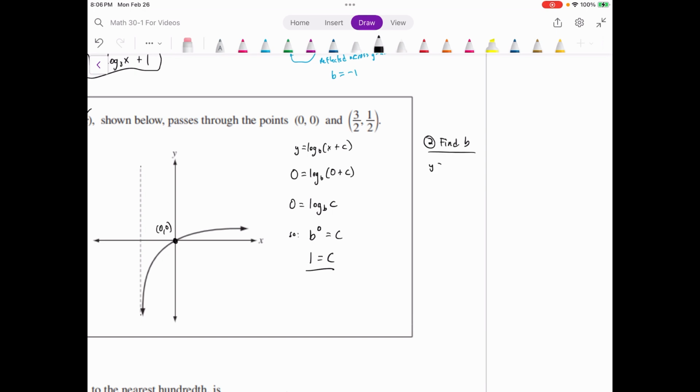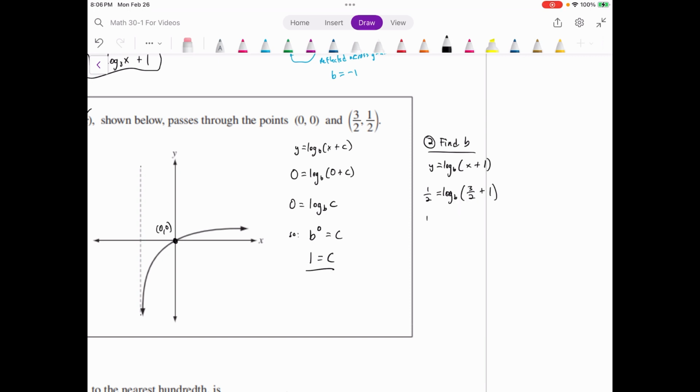So y equals log base b of x plus c, but now we know that c is 1. And again, any point on the graph of an equation is just a point that works, that satisfies this equation for x and y. So that means when y is 1/2, that can only happen if x was 3/2 for this equation. And that lets us figure out what b would have had to be, right? If 1/2 and 3/2 are combinations of y and x that work, what would b have to be?